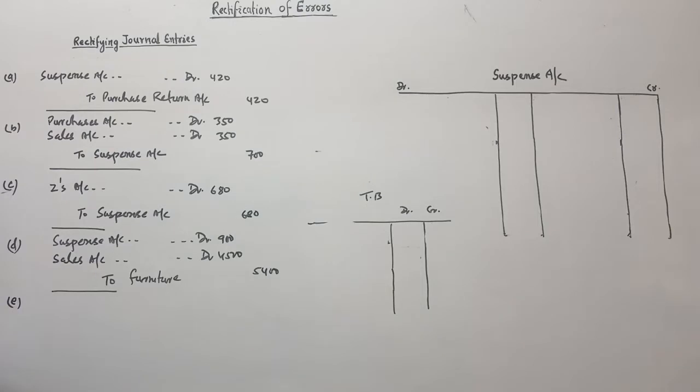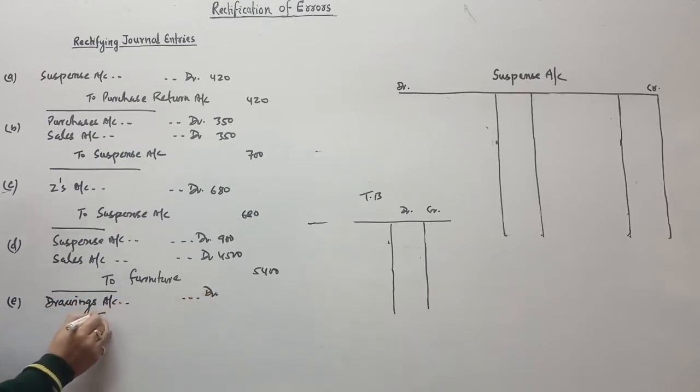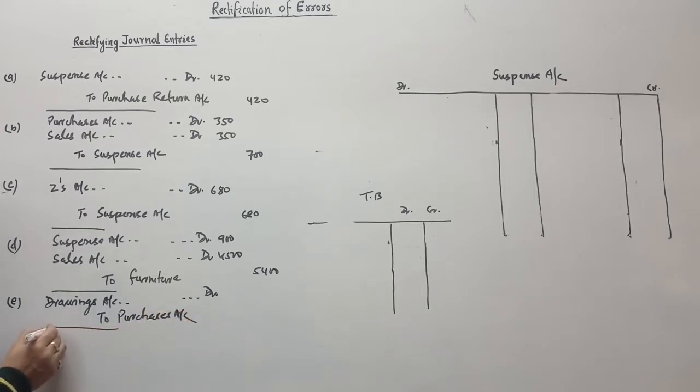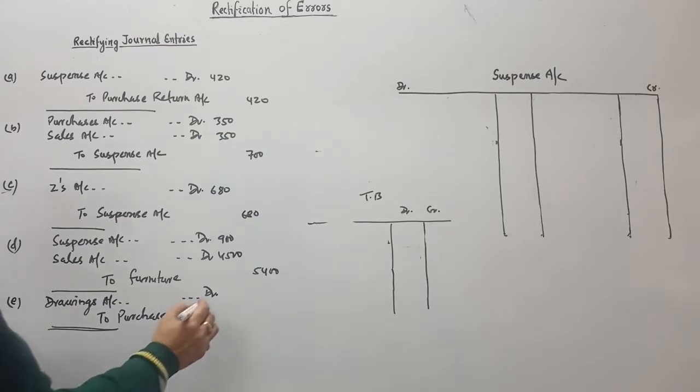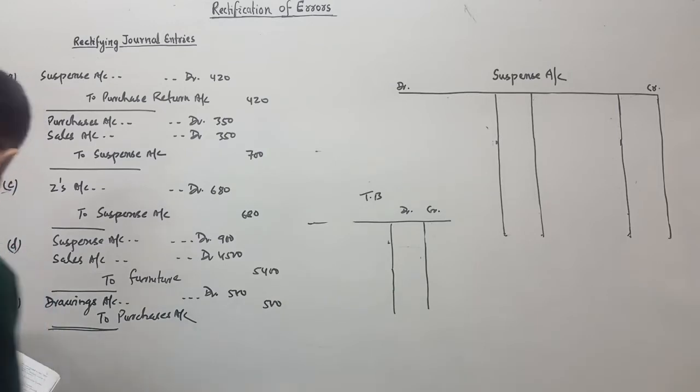Error number E, drawings account debit. You know that when the proprietor withdraws money, cash or goods for personal use, he will debit the drawings account, and when he has withdrawn goods, the purchase account will be credited. So you do the entry: drawings account debit to purchase account. This is the error of complete omission. The amount is 500. Is it clear?